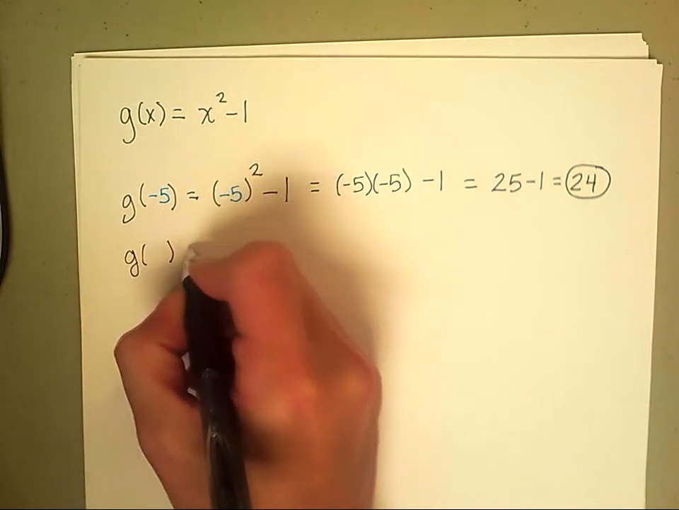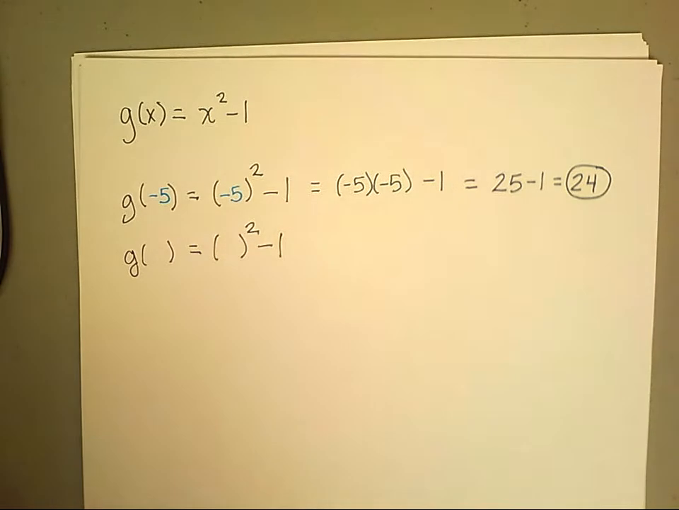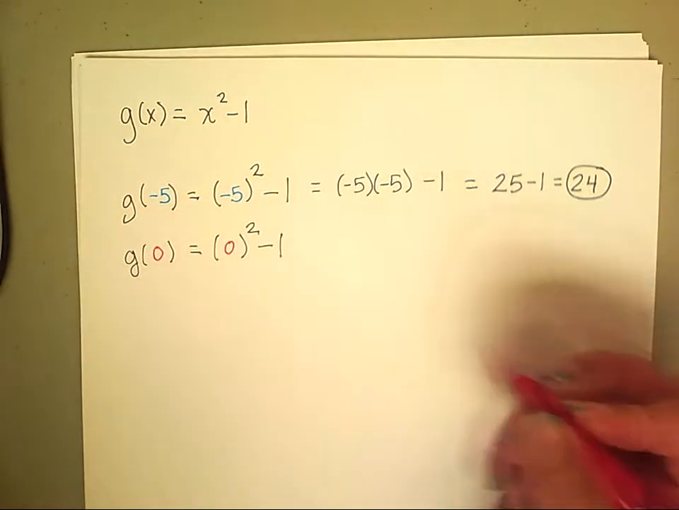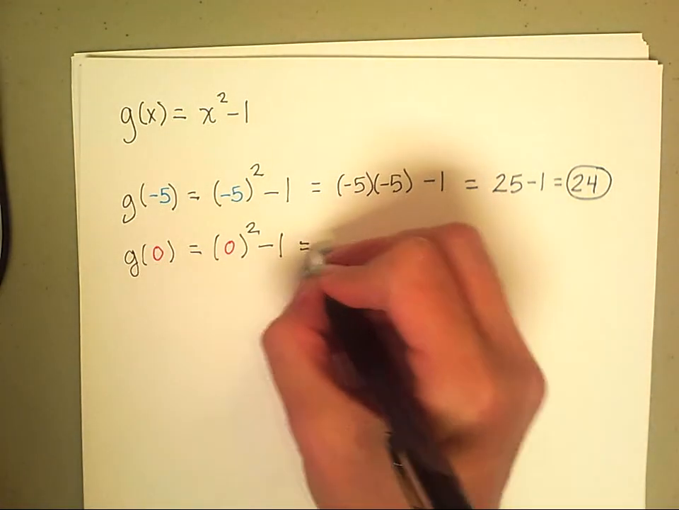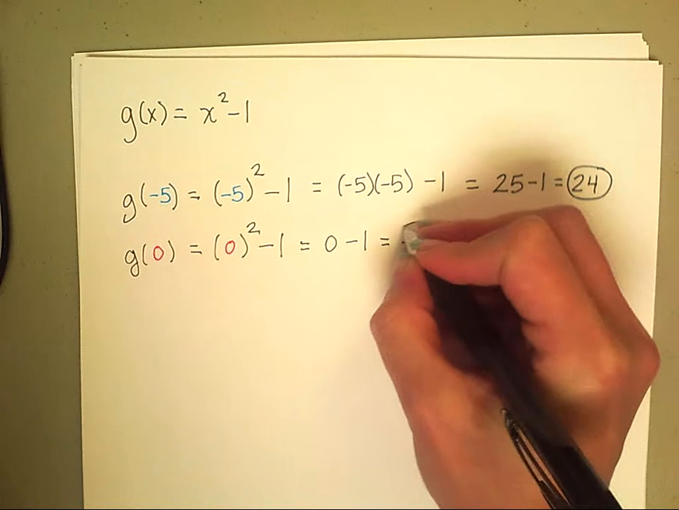G of 0, so our function is something squared minus 1. So in this case, our something is 0. Now this one's easy. 0 times 0 is just 0. And then the minus 1. So g of 0 is just minus 1.